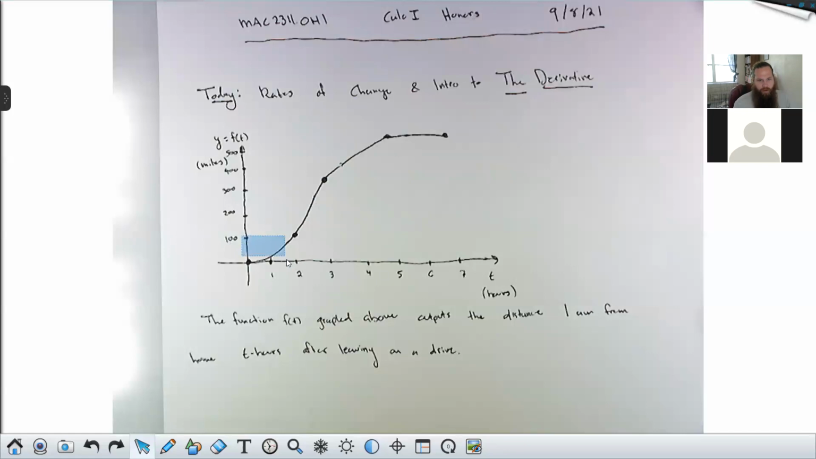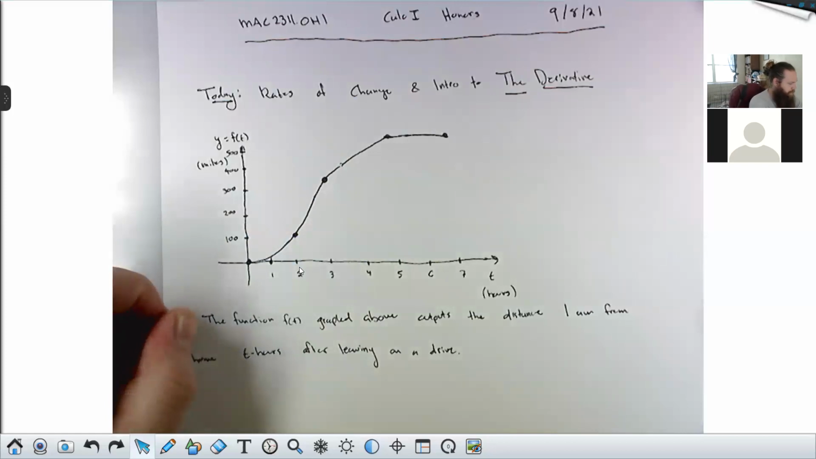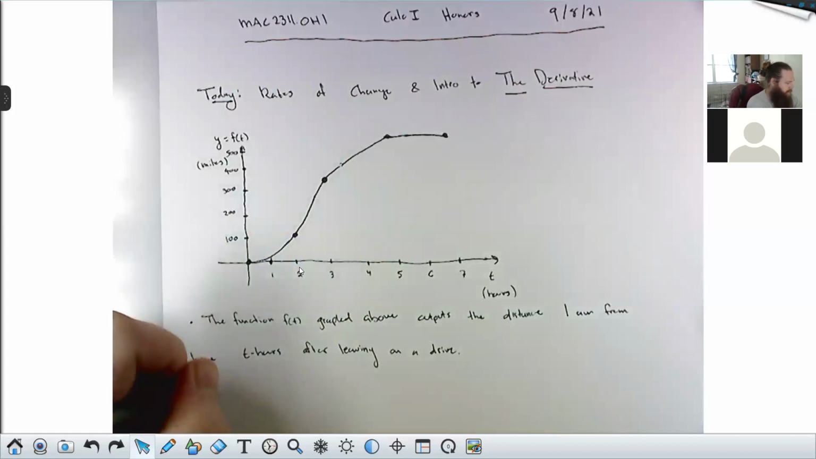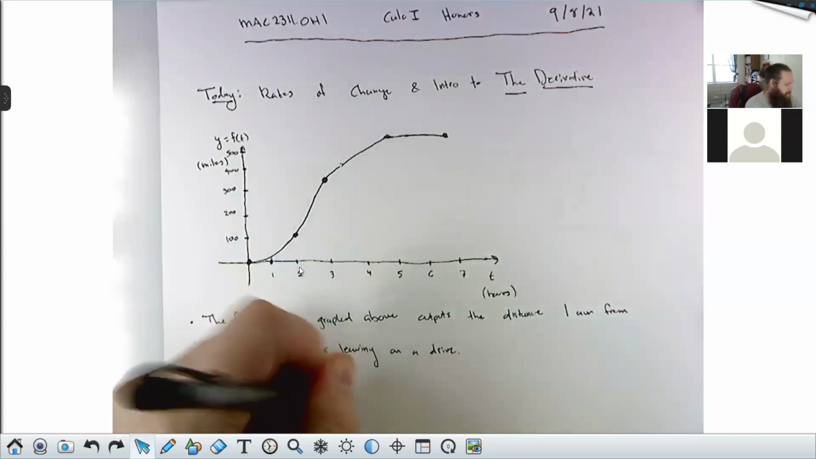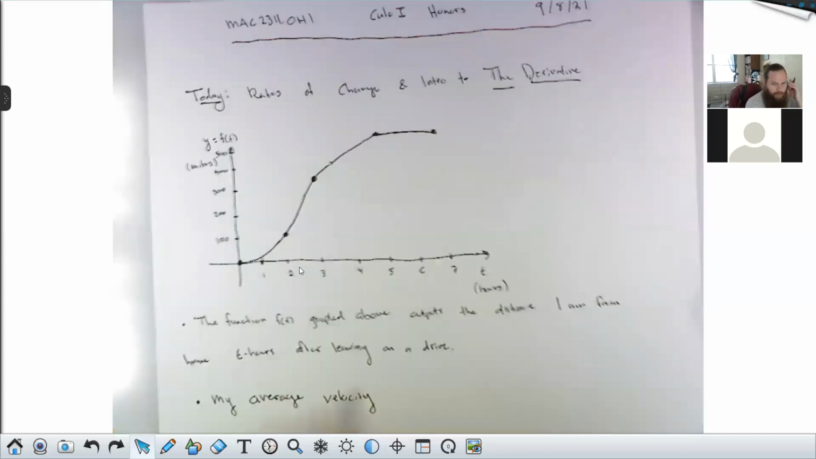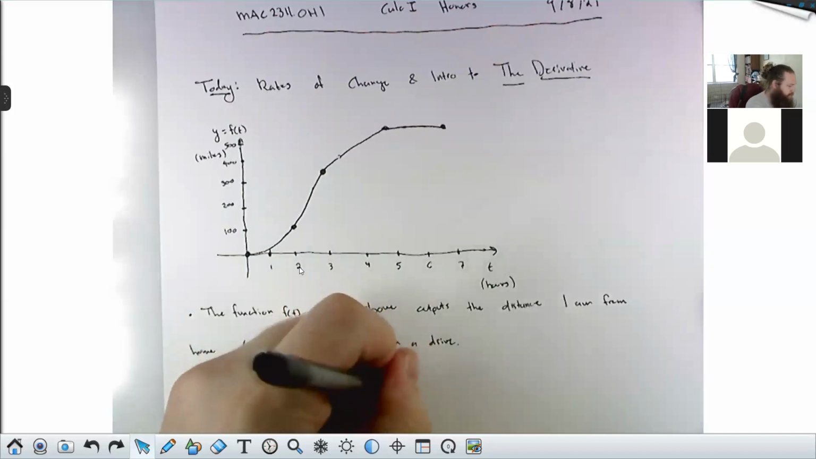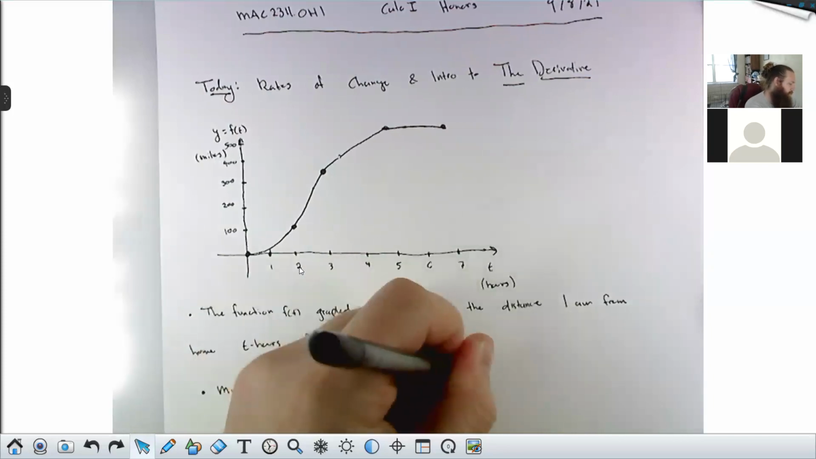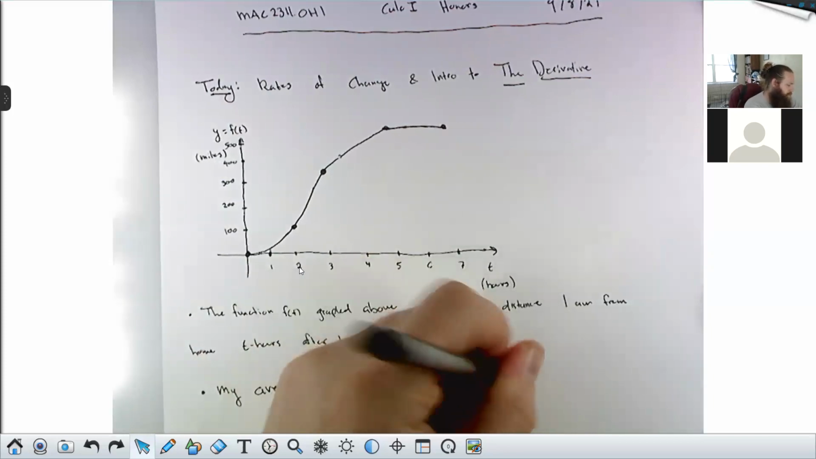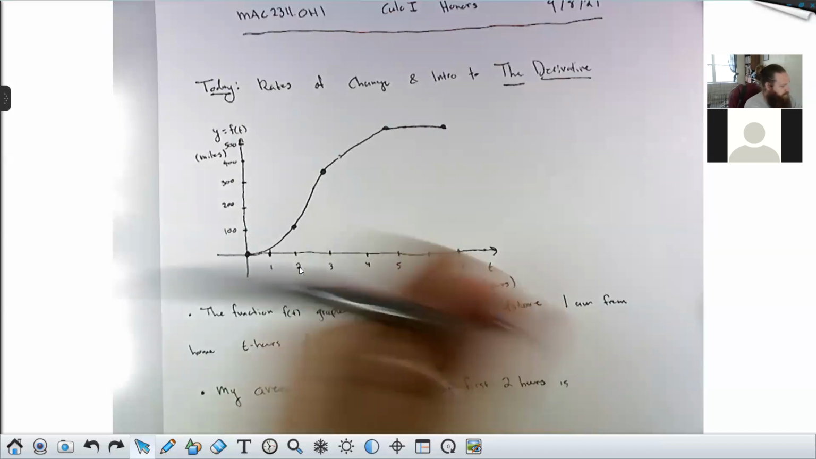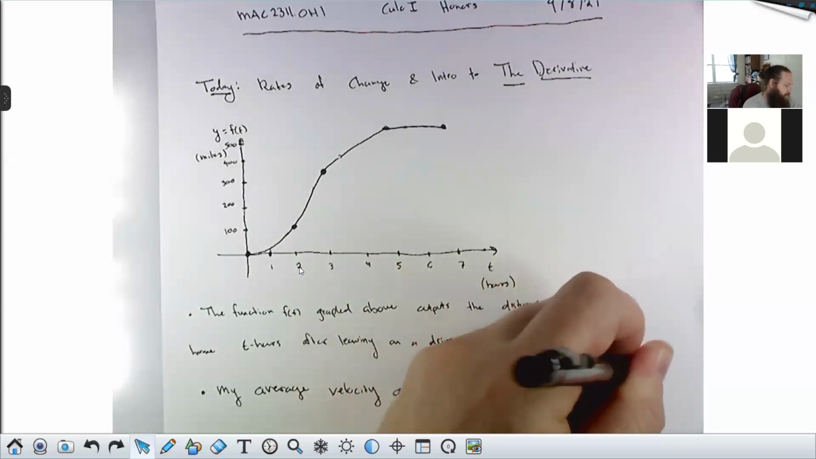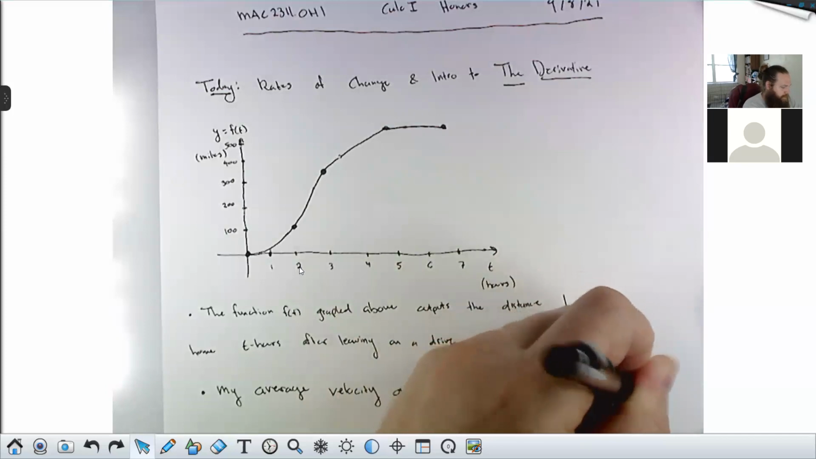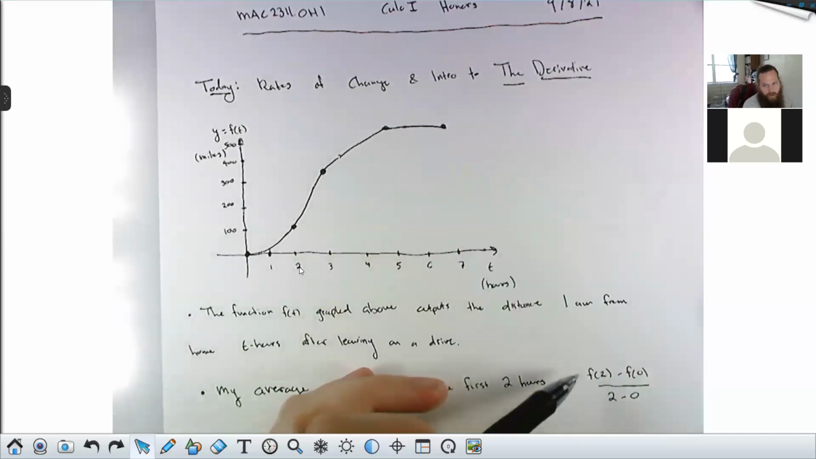If you want to know on average how fast I was going over that first 2 hours, let's just review. My average velocity, or velocity is like speed, but with a direction. My average velocity over the first 2 hours is f of 2 minus f of 0 over 2 minus 0. You take the distance covered and divide by the time.